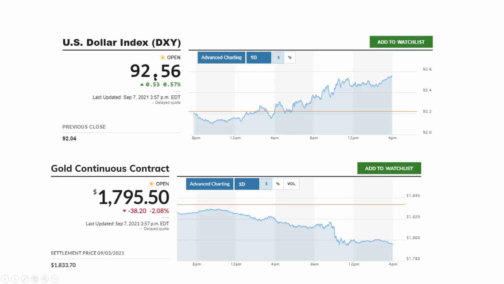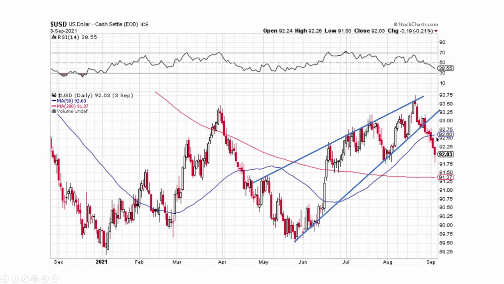Let me see what we got here. We got 92.56. So we're at 92.50. We're up here right now. I don't know how much further we have to go higher before we start to roll back over. But this is pretty common. You break out, you do this back test, retest, and then you head on down. So we could have some good buying opportunities here any point now.